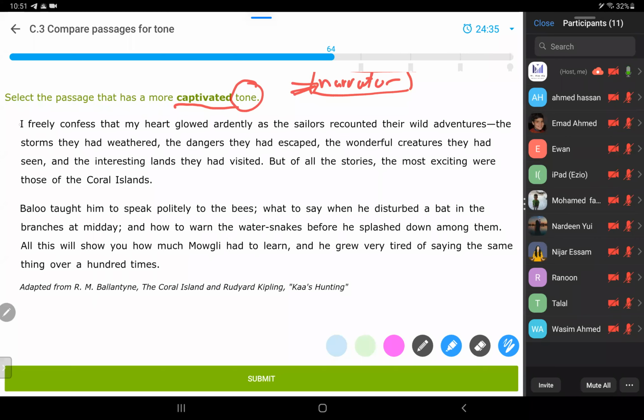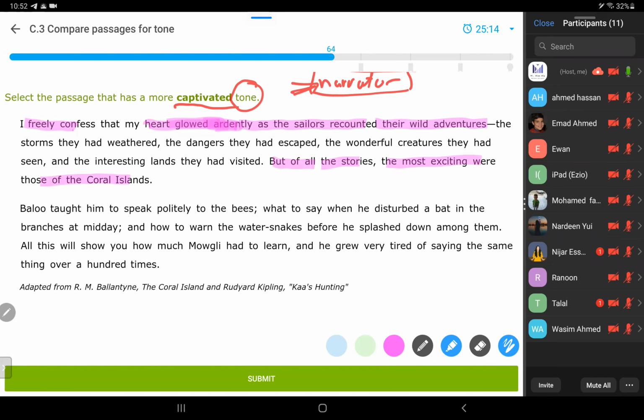I freely confess that my heart glowed ardently as the sailors recounted their wild adventures. The storms they had weathered, the dangers they had escaped, the wonderful creatures they had seen, and the interesting lands they had visited. But of all the stories, the most exciting were those of the Coral Islands.